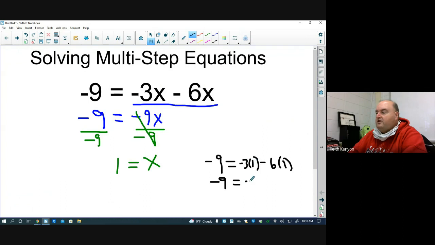-3 times 1 is -3. And 6 times 1 is 6, but I've got a negative in front of that. So I do the 6 times 1 first to get 6, and then the minus comes along. This becomes -3 minus 6, and -3 minus 6 is -9. So I've got this one done correctly, and I can move on to the next one.